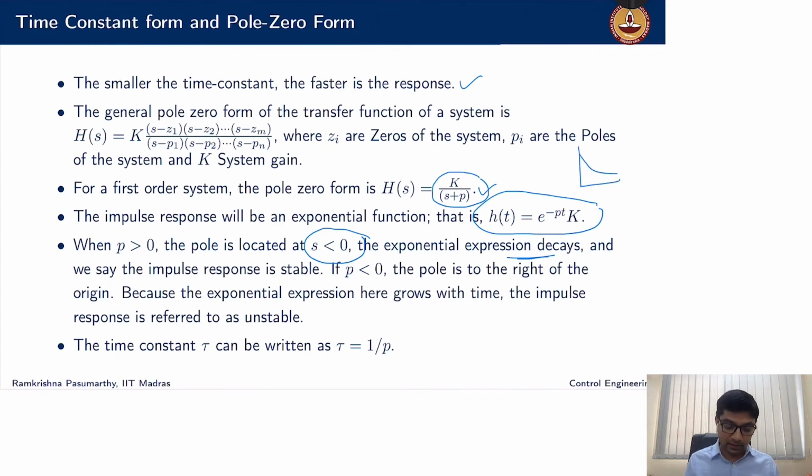It is the RL circuit. So this starts with some initial condition and eventually goes to 0. Okay. And if p is less than 0, the pole is to the right of the origin. In this case, my system response just grows exponentially, which means the impulse response is referred to as unstable. And now the time constant is just 1 over p, if p is the location of the pole.